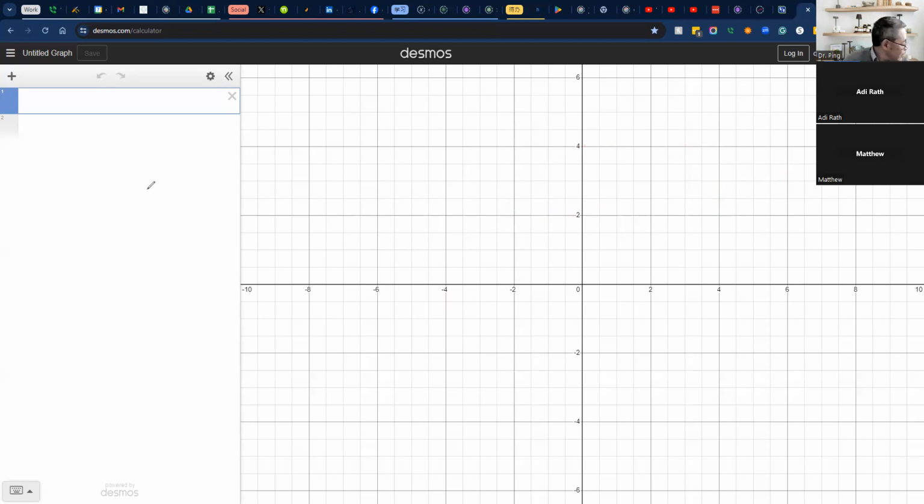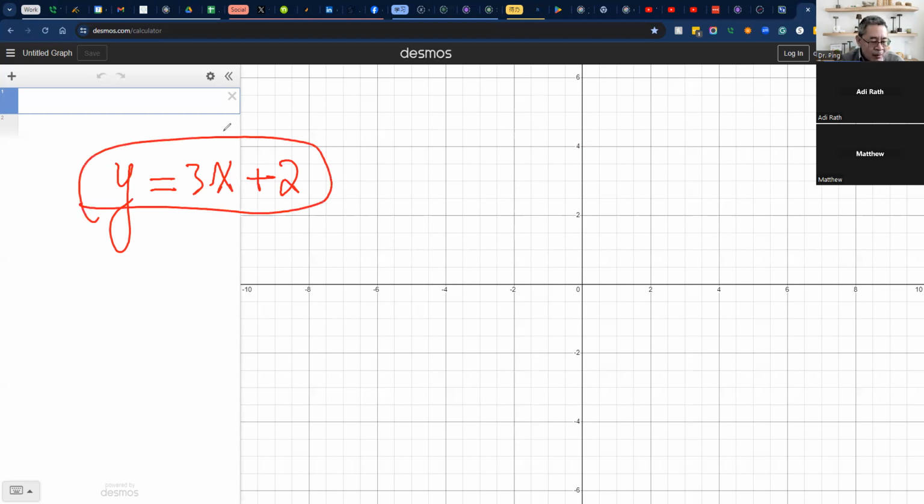For example, if we have a function Y equals 3X plus 2, this is called a linear function. The reason we call it a function is that this equation tells us the relationship between two kinds of numbers. One we call X, one we call Y. Both of them are called variables, which means that their value varies. It's not a fixed value. But X, we call the independent variable.